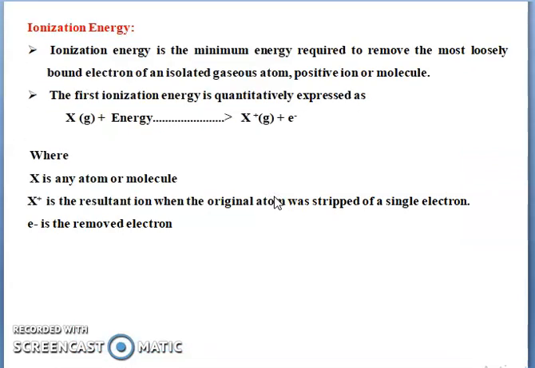Another topic is ionization. Ionization energy is the minimum energy required to remove the most loosely bound electron from an isolated gaseous atom, positive or negative. The first ionization energy is representative of this.